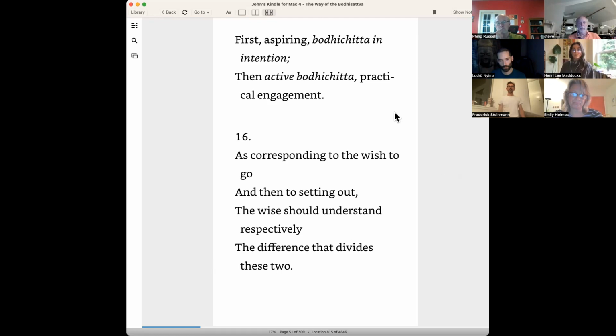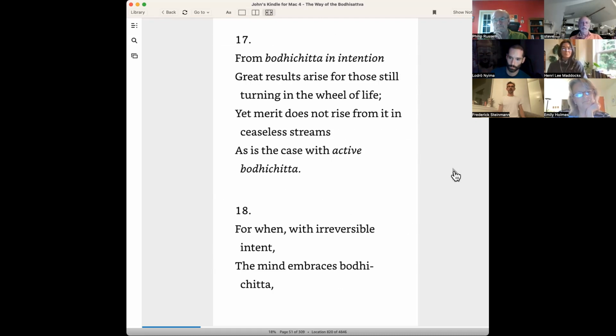Next person. Woodrow. As corresponding to the wish to go and then to setting out, the wise should understand respectively the difference that divides these two. This is just what I just said. The intention and then the actual doing of it. So this is the two aspects of bodhicitta.